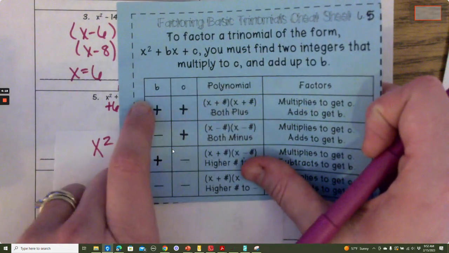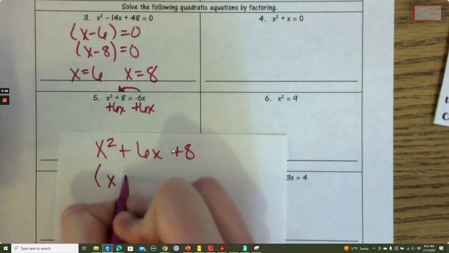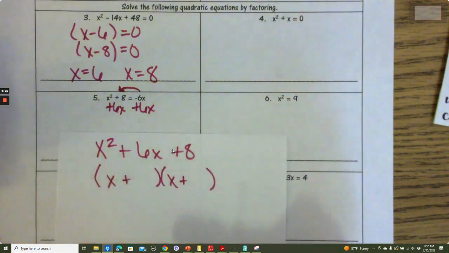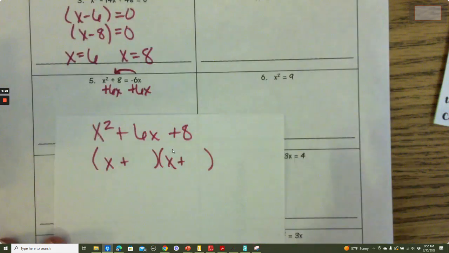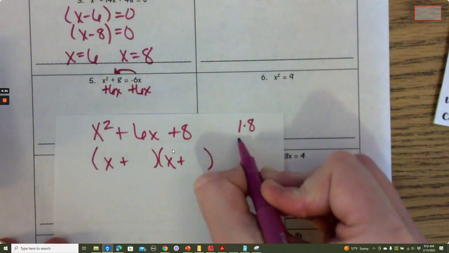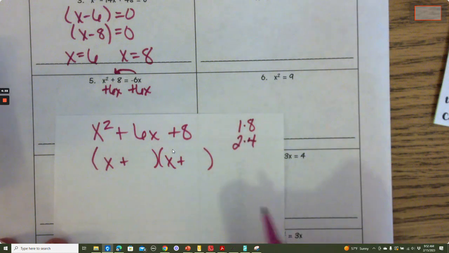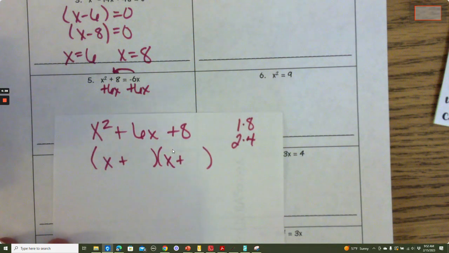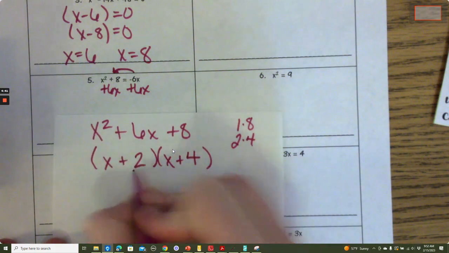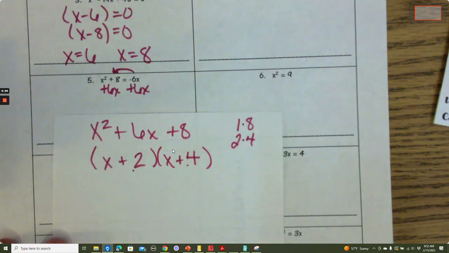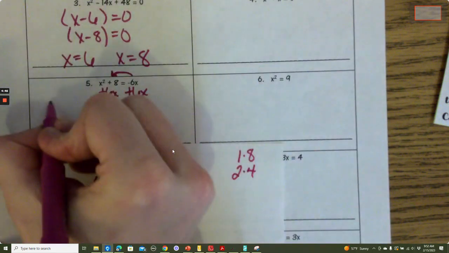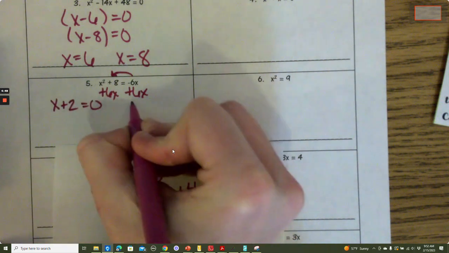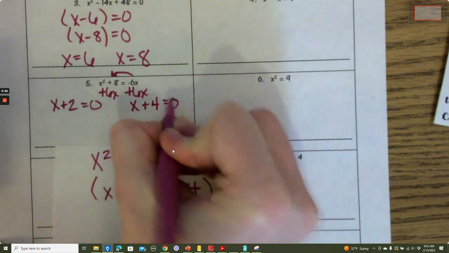So again, there's nothing in front of the x squared, so we can jump straight to this. Two plus signs, so x plus a number and x plus a number. And then we're factoring 8. So 8 is 1 times 8 and 2 times 4. Which set is going to add to make a 6? 2 and 4. And positive 2 and positive 4 add together to make 6. And then I can take those two factors and set them equal to 0. And I solve them.